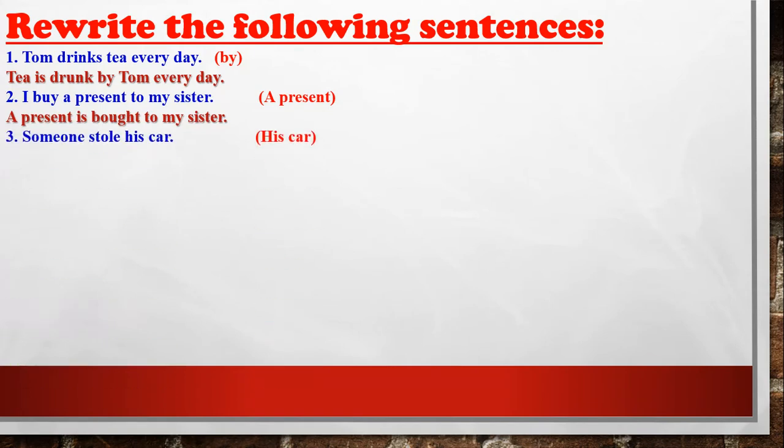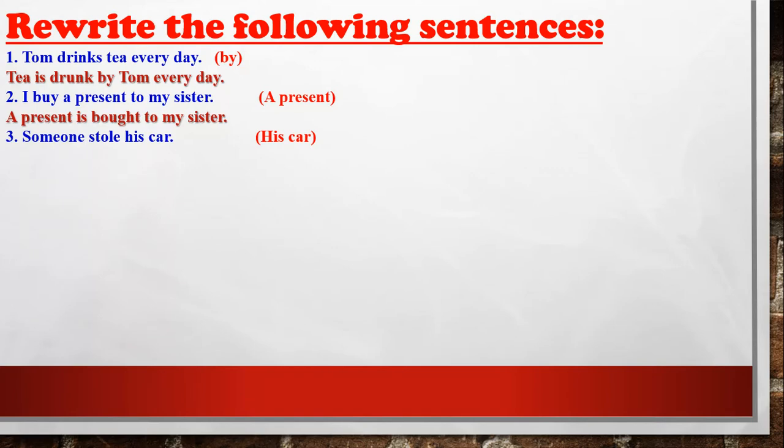Okay, sentence number 3. Someone stole his car. I want to start this sentence by using his car. His car is the object, so I must change this sentence to the passive. This sentence is in the past, so I will use was or were. His car is a singular noun, so I must use was. So the answer is his car was stolen.